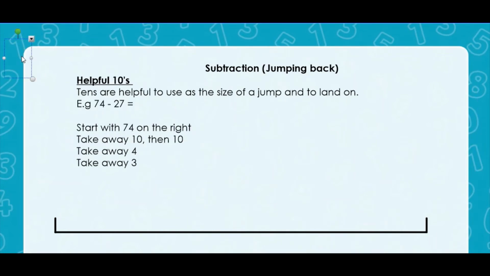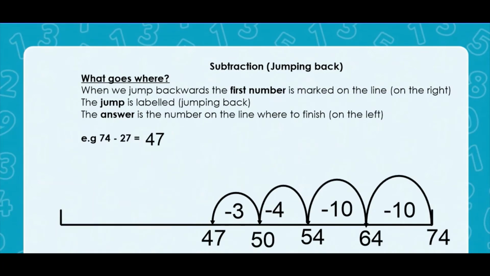So this is looking at our helpful tens again. So we're going to do 74 take away 27. We start with our 74 on the right, take away 10, then 10, take away 4 and 3. And this is what we did in our example question there.